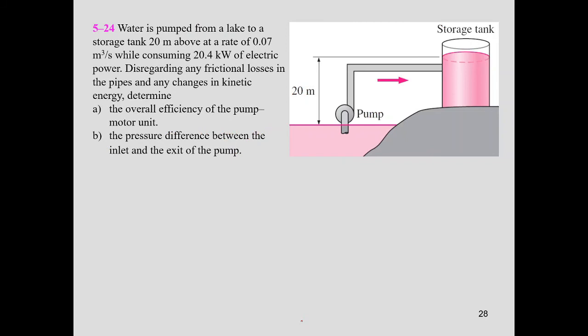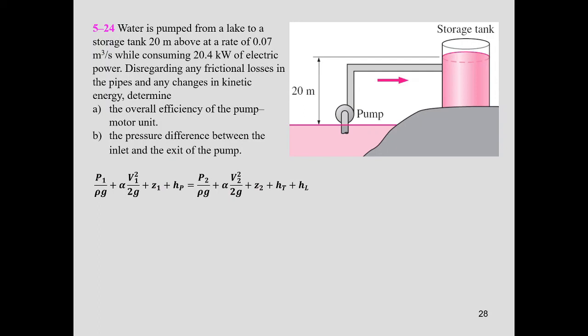Okay, next question. Water is pumped from a lake to a storage tank 20 meter above, at a rate of 0.07 meter cube per second, while consuming 20.4 kilowatt of electric power. Disregarding any frictional losses in the pipes and any changes in the kinetic energy, determine the overall efficiency of the pump motor unit and the pressure difference between the inlet and the exit of the pump.